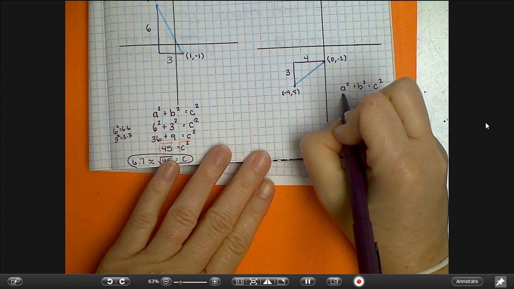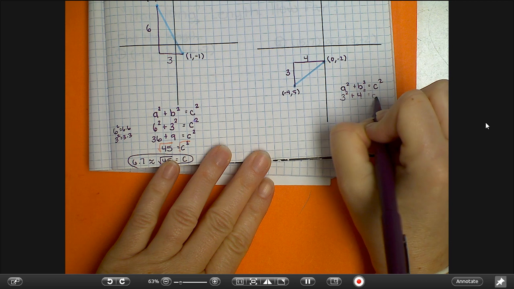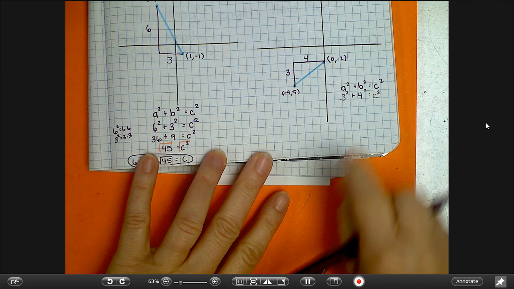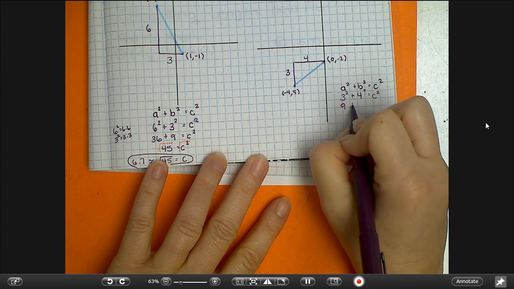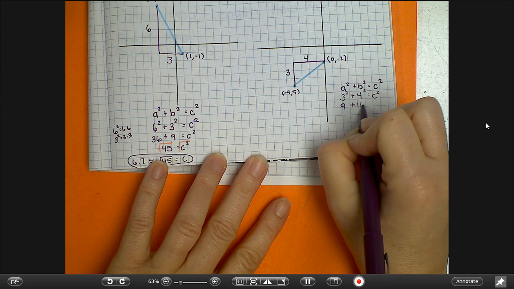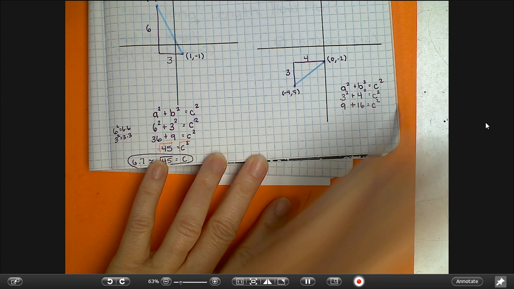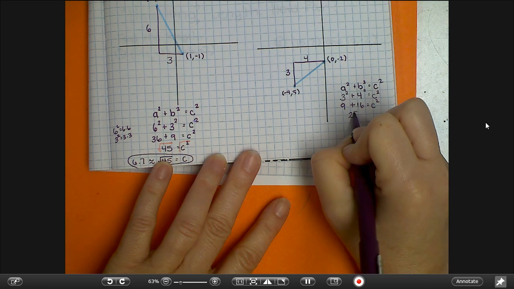A and B, we already know, and we're looking for C. 3 squared means 3 times 3, which is 9. 4 squared, which is 4 times 4, is 16. And now we're going to add 9 plus 16 is 25.